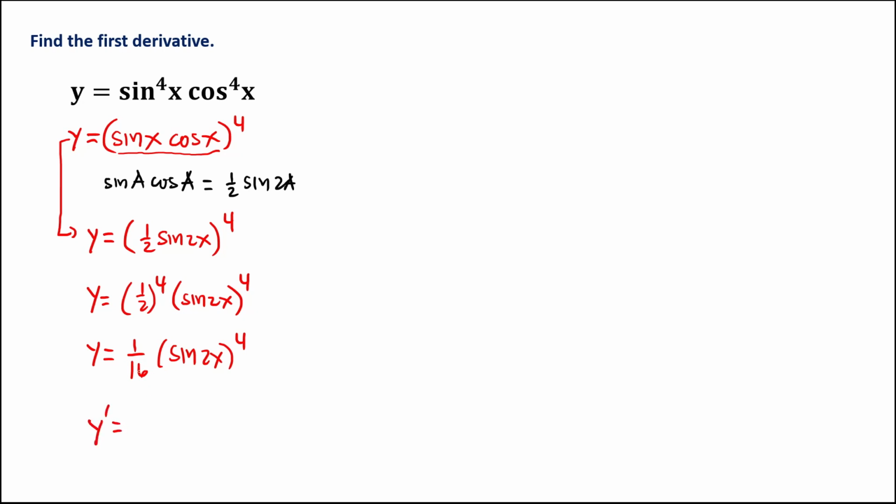So for this constant, just bring down 1/16, then times the derivative of sine quantity to the power 4. So using the general power rule, that u to the power n, to find the derivative, this is equal to n times u to the power n minus 1 times the derivative of u.